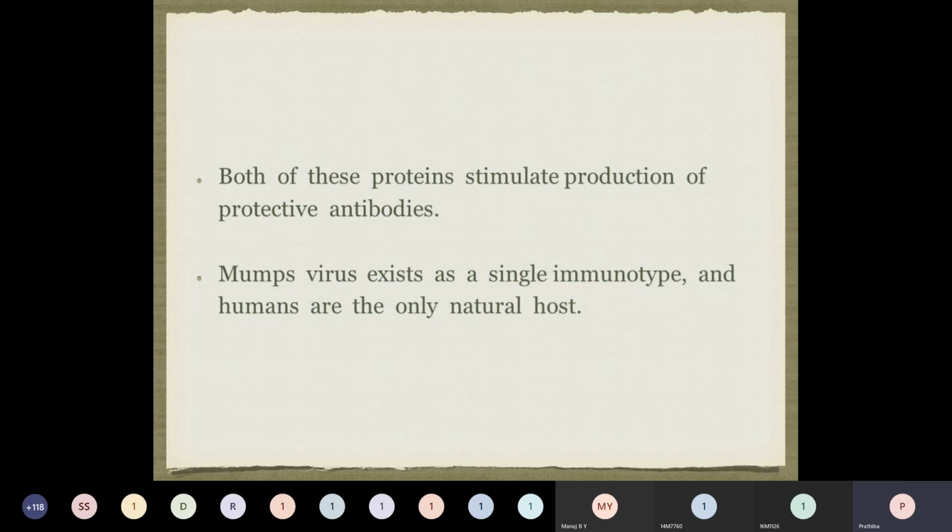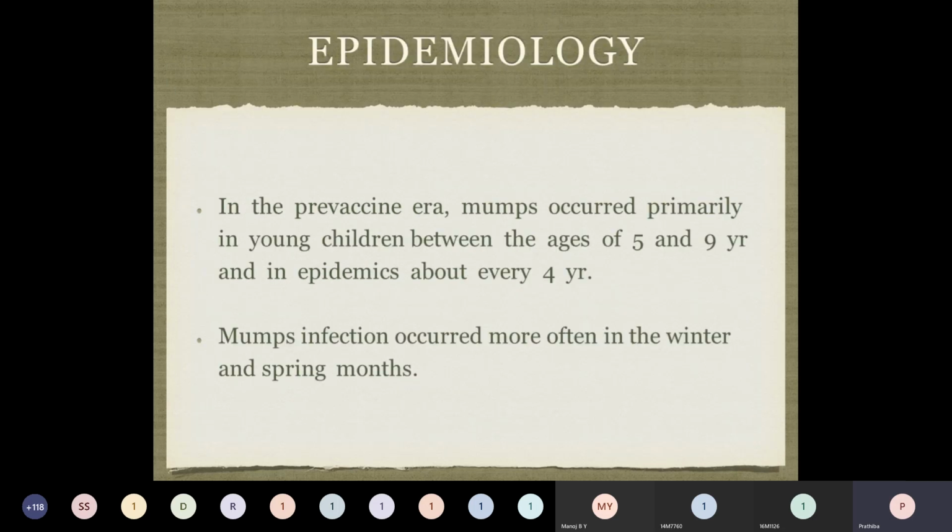Mumps virus usually exists in a single immunotype, and humans are the only natural host. So that is why it is easy to do the vaccination. So what will be the epidemiology? In the pre-vaccine era, mumps was usually seen in young children between the ages of 5 and 9 years, and epidemics used to happen about once in every 4 years. Mumps infection occurred more often during the winter and spring months.